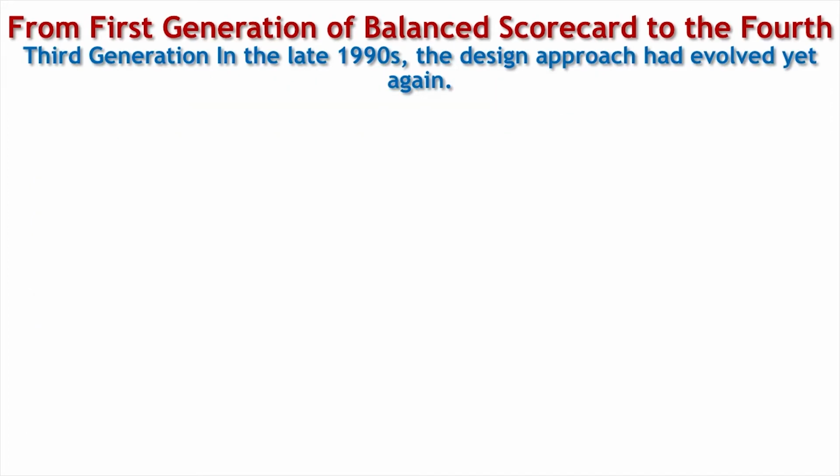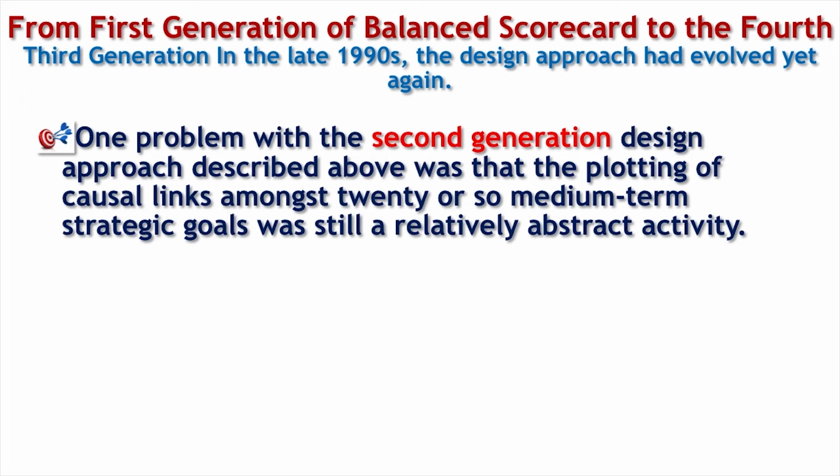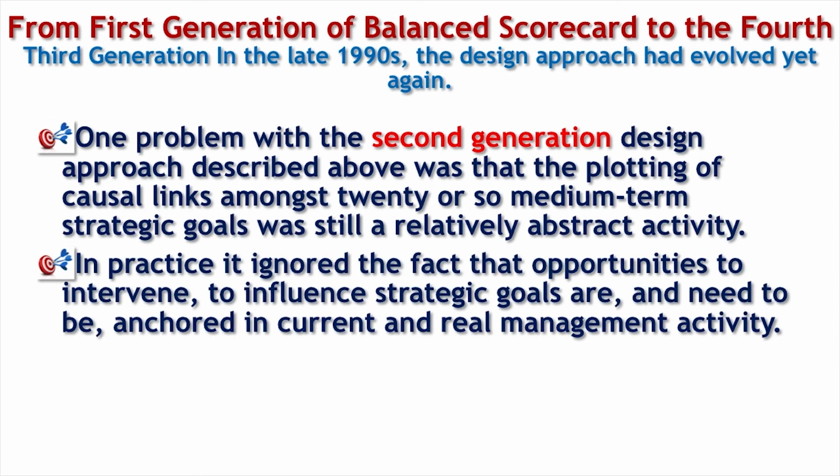The third generation, in the late 1990s, the design approach had evolved yet again. One problem with the second generation design approach described above was that the plotting of causal links between 20 or so medium-term strategic goals was still a relatively abstract activity. In practice, it ignored the fact that opportunities to intervene to influence strategic goals are, and need to be, anchored in current and real management activity.